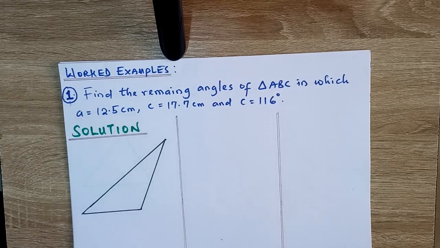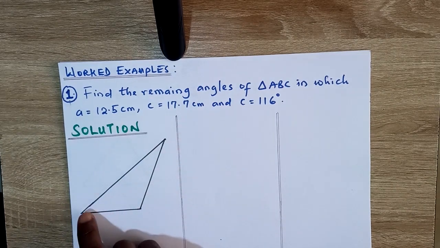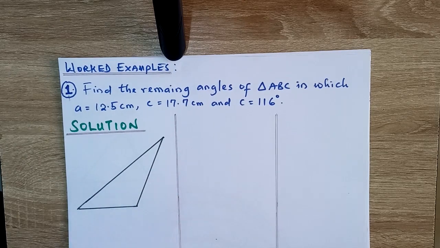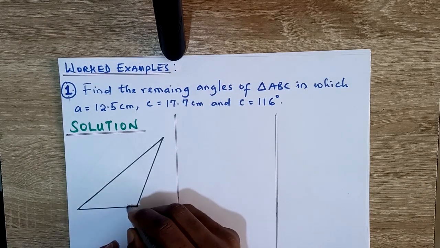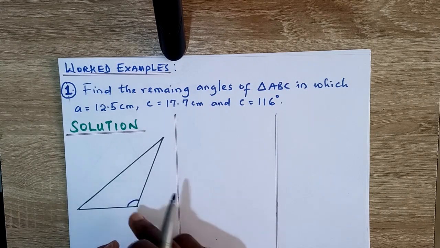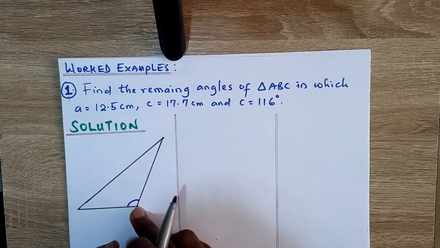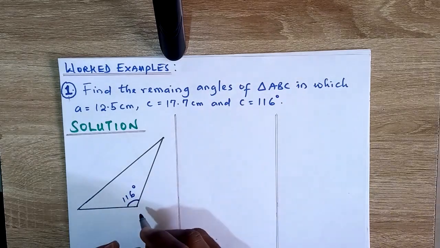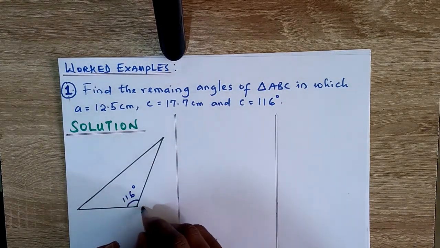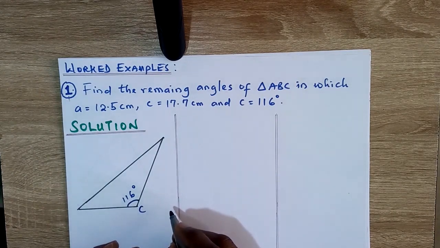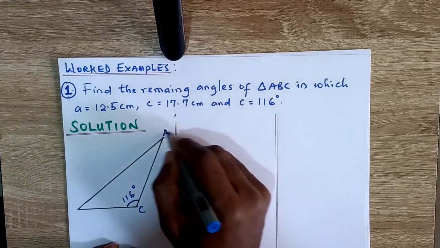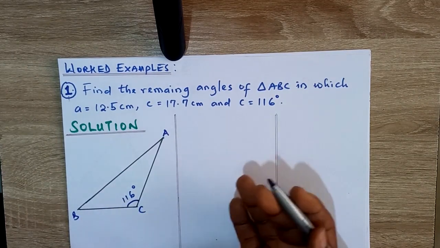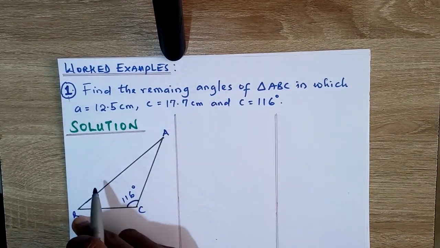Now, another thing to note is this C is 116 degrees, which is exactly an obtuse angle. So if you look at this triangle we have here, this is an acute angle, and this is an obtuse angle. So the right thing to do is placing the obtuse angle at this point. So let's say we have this as 116 degrees. Call this angle C. Okay? So we can as well call this angle A and call this angle B.